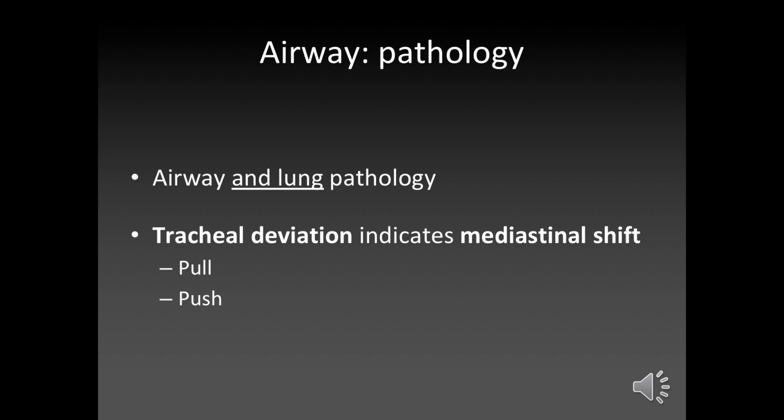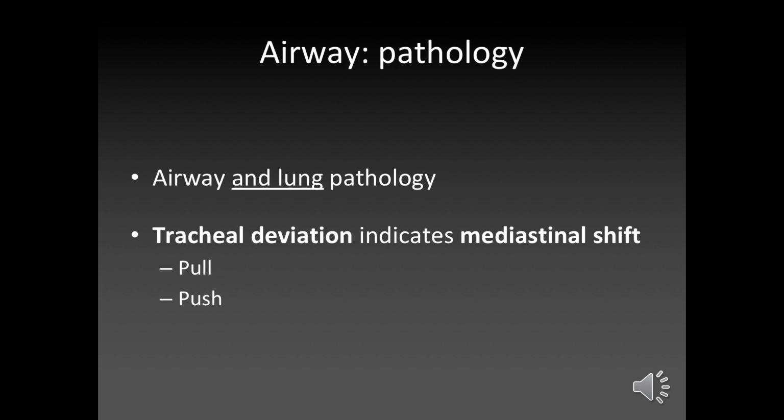And tracheal deviation can either be due to pull factors or push factors. So, for example, say my trachea is pulled to the left. What might be causing that in terms of pulling it to the left? Anything else? Collapse. Anything else? Tension or normal? Okay.